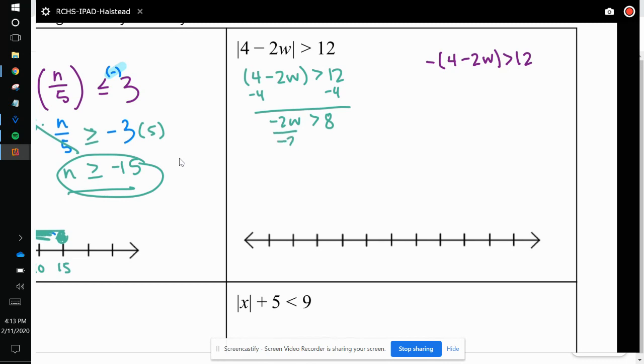Then divide by a negative 2. I get negative 4 on this side. I divided by a negative, so I'm going to switch the sign.